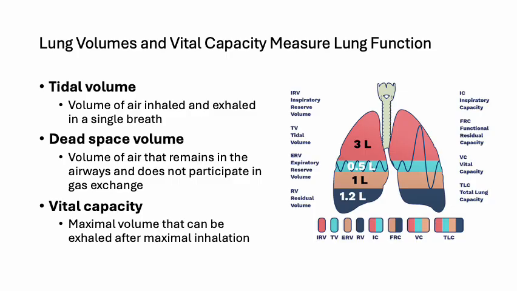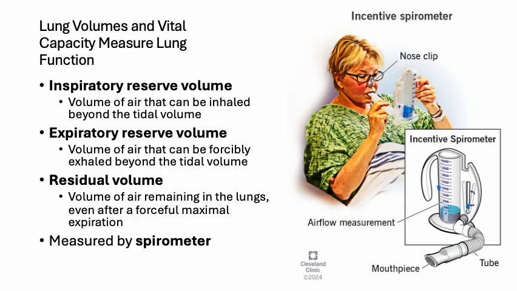We can measure lung function by looking at volumes. Tidal volume is the air in the normal breath, which is the volume of air inhaled and exhaled in one single breath. The dead space is the air that fills the conducting airways and never participates in gas exchange. Vital capacity is the maximum volume we can exhale after a deep breath. These are often tested by a spirometer and can help detect lung conditions early.